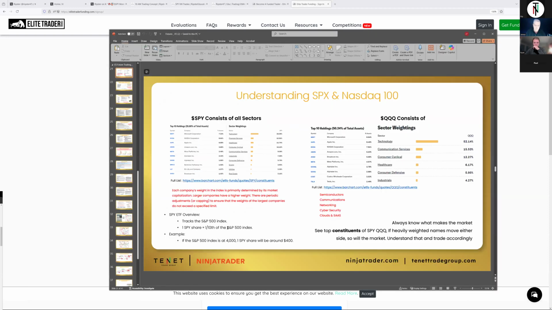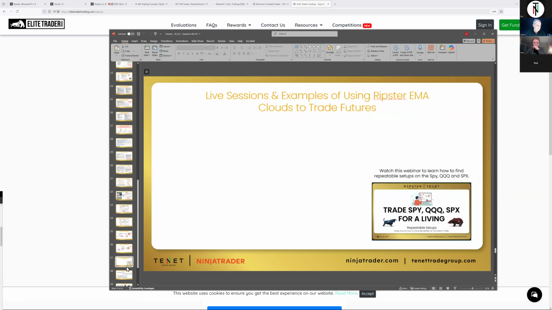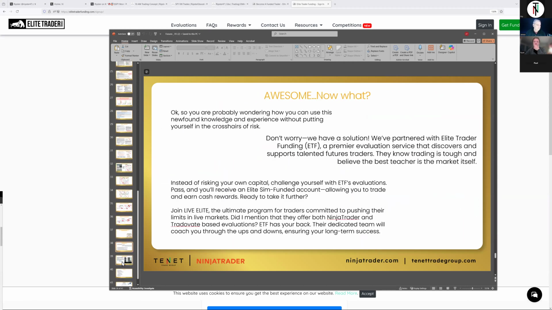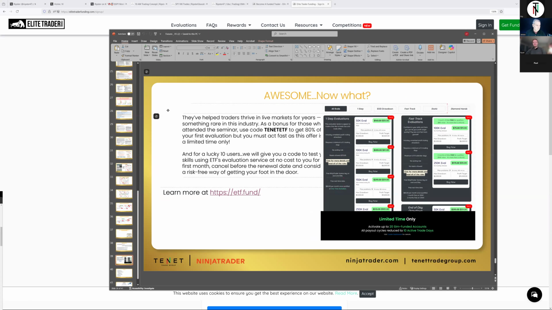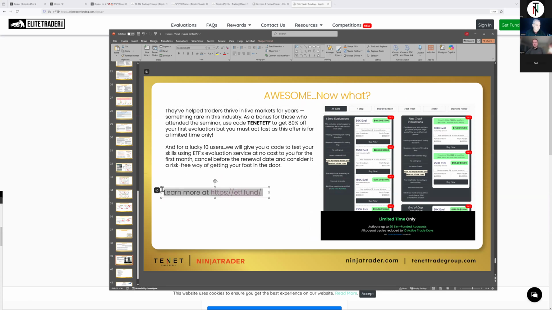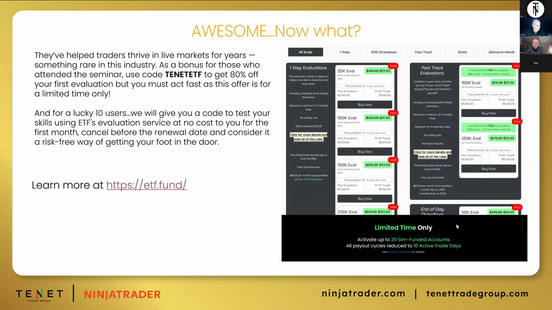You are now trading an Elite Trader Funding evaluation. We give you how much profit you need to make and what your max drawdown can be, and once you pass that evaluation, you get an Elite Sim funded account. That account is set up with the same parameters as the evaluation you just passed, but now you're on the road to earning payouts.